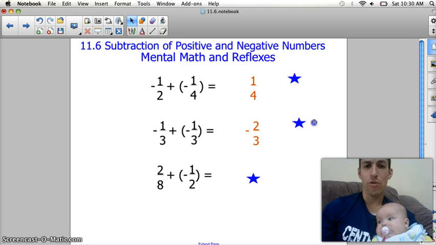It should be negative 2/3. And this one, let's turn this into 8ths. It'd be 4/8. What is negative 4/8 plus 2/8? It'd be negative 2/8. And if you simplify it, it'd be there.